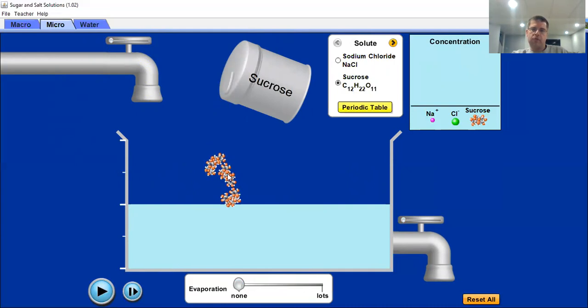Here's a bunch of sucroses, and here's a bunch. So there's a lot of C12H22O11s here, a lot of C12H22O11s here, and the same thing here. So watch what happens when you put them in water.